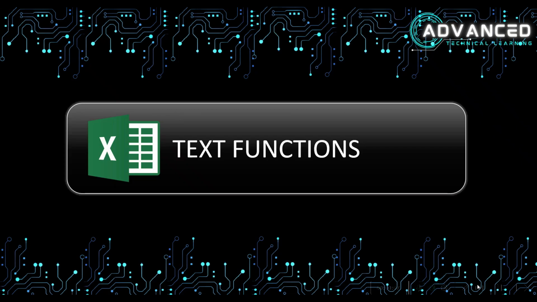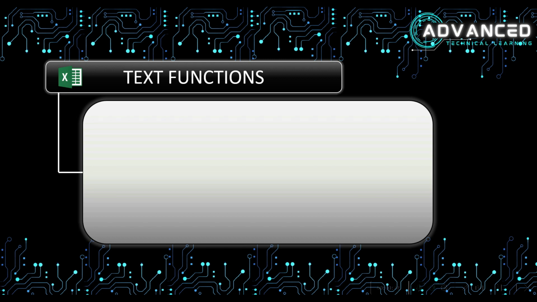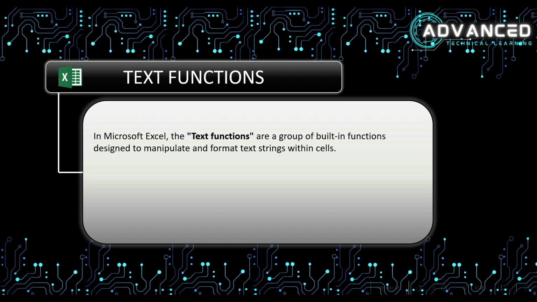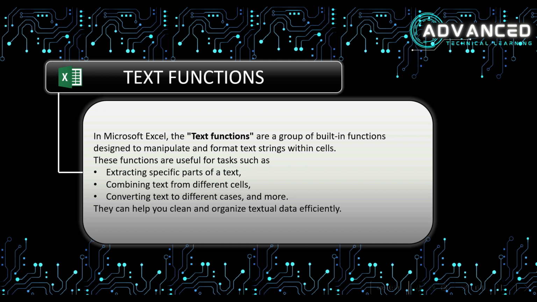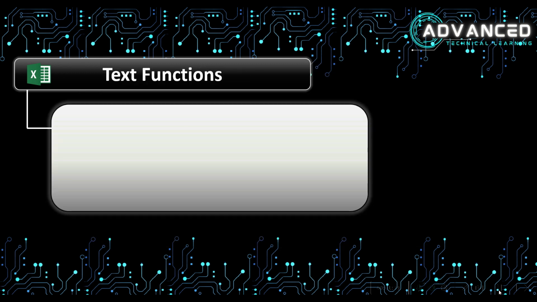In this video, you are going to learn about text functions. So let's understand what is text function. In Microsoft Excel, the text functions are a group of built-in functions designed to manipulate and format text strings within a cell. These functions are useful for tasks such as extracting specific part of a text, combining text from different cells, converting text to different cases, and more. They can help you to clean and organize textual data efficiently. So let's move on to the text functions.